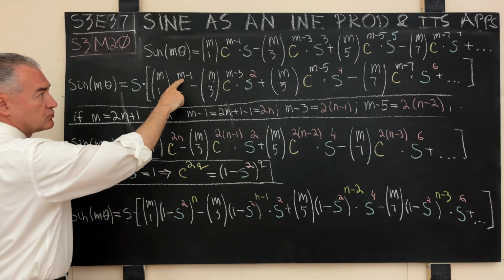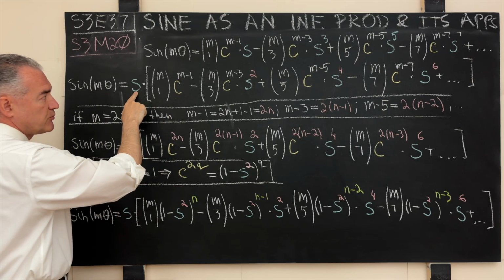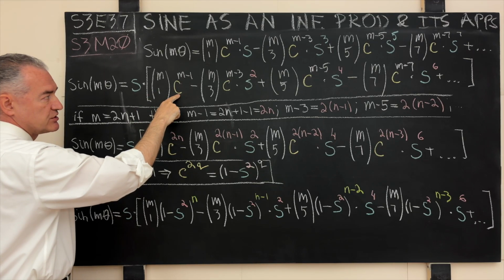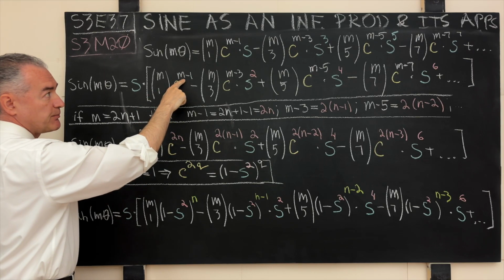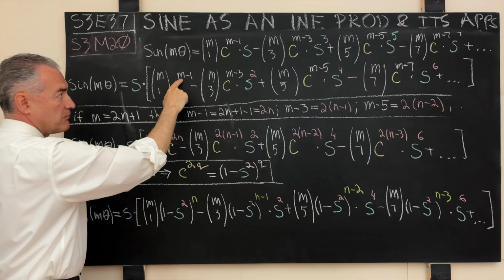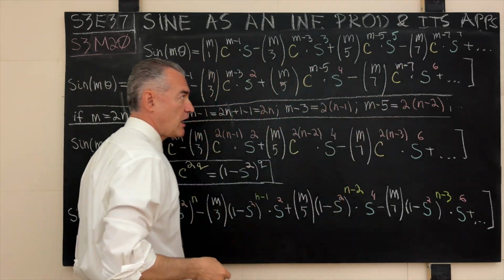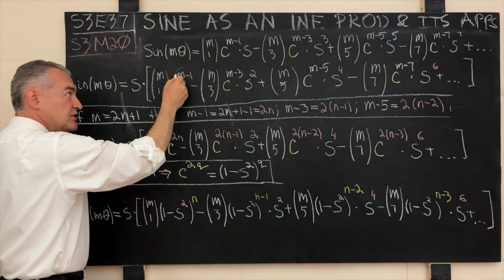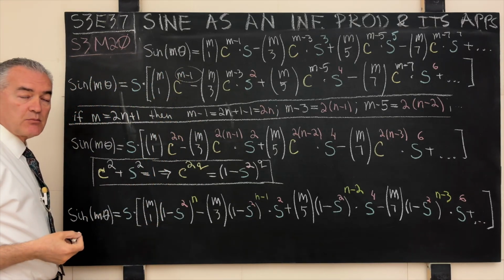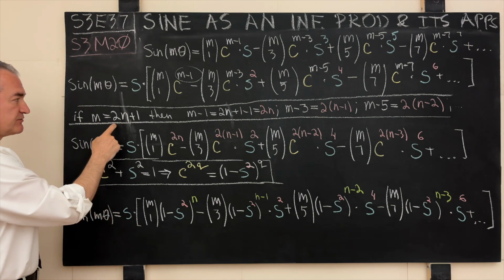Well, over here, look at this. Once we factor one copy of s out, we still do not touch the trigonometric function of cosine. Its powers are still the same: M minus 1, M minus 3, M minus 5, M minus 7, and so on. So how do we ensure that this material always produces a number that is even? Well, this is the requirement right here.